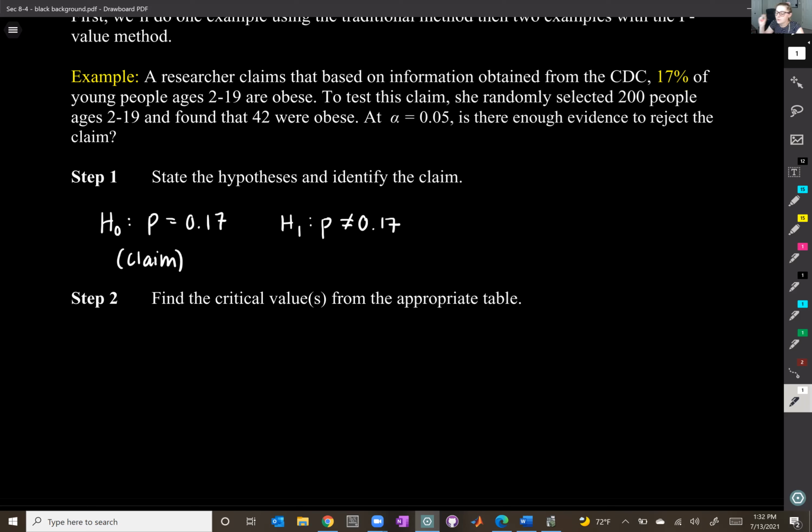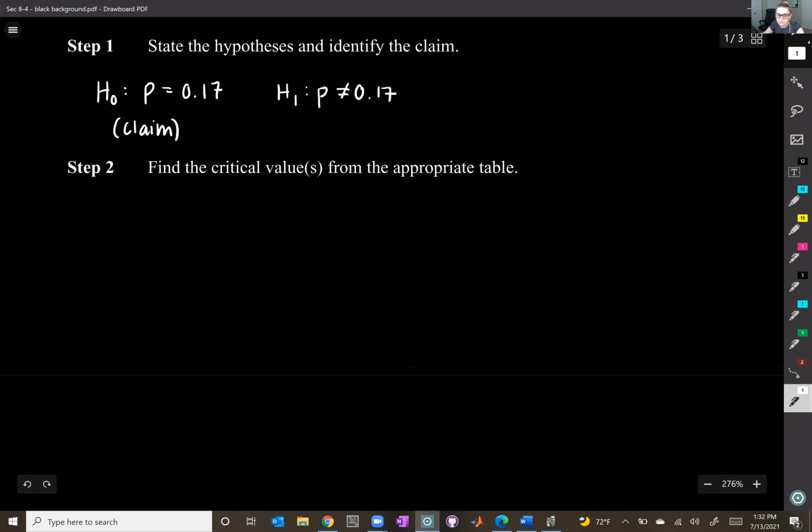Okay, so since we are doing the traditional method, we're going to find our critical values using the appropriate table. We need a little bit of information in order to do that. We have alpha equal to 0.05, and we know this is a two-tailed test because we have p not equal to something, so there can be things in either tail. We don't have a greater than or a less than sign.